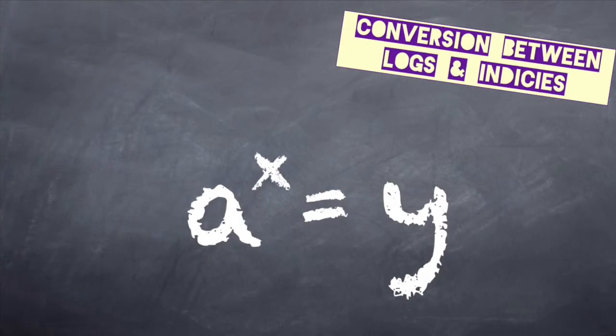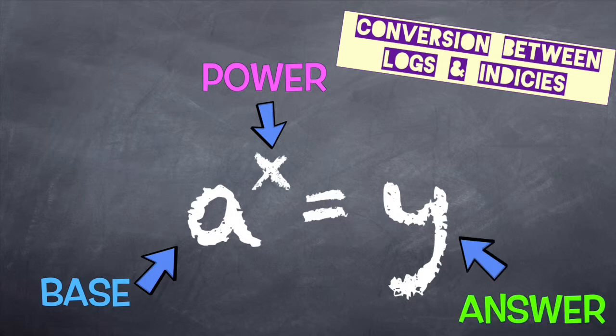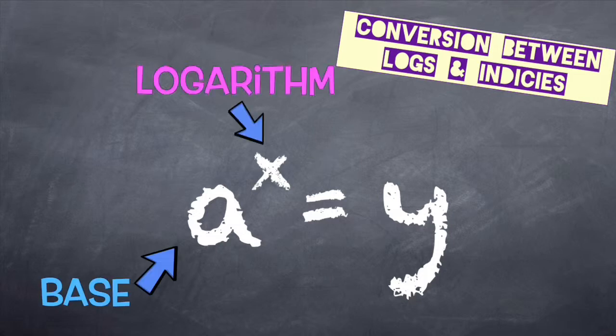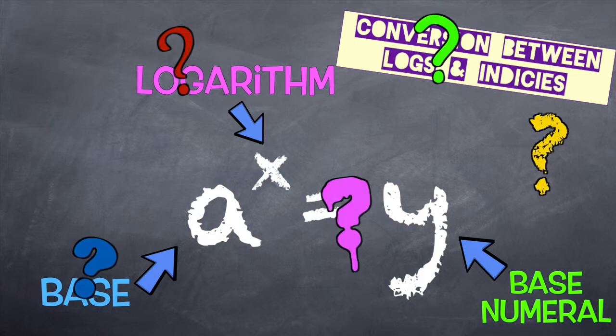Up until now, we have worked with indicial equations that have looked like this. That is, a has been the base, x was the power, and y has been the answer. Now, when working with logarithms, we can also label an index equation where a is still the base, but x is now known as the logarithm, and y is the base numeral. Now, why does this change things, you ask?